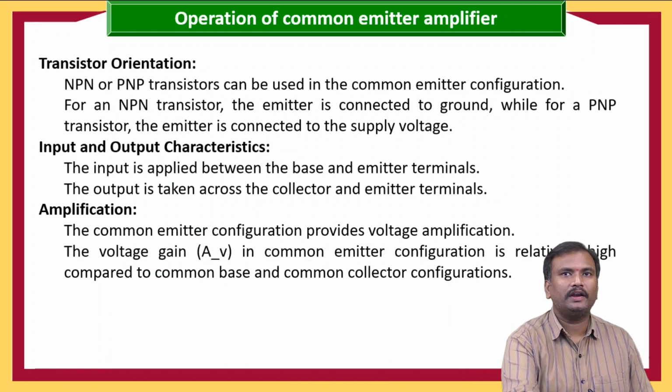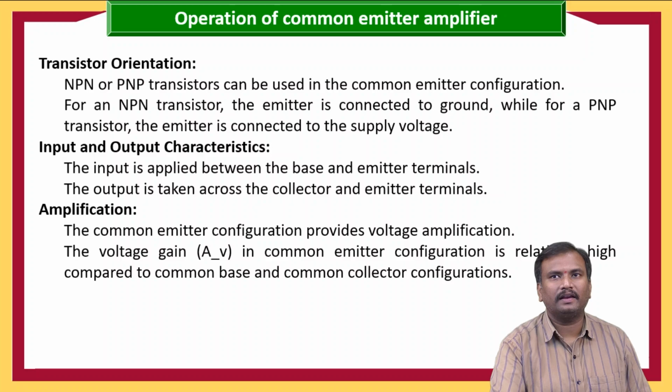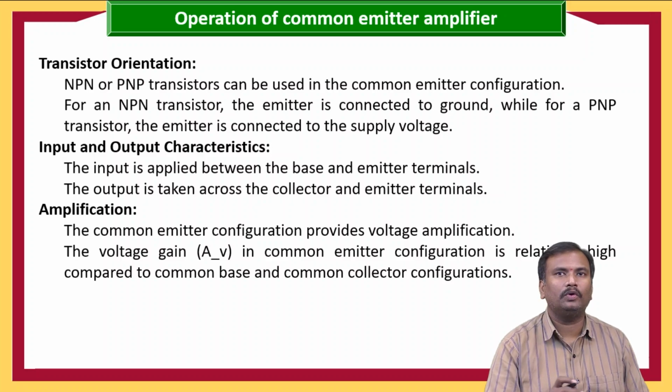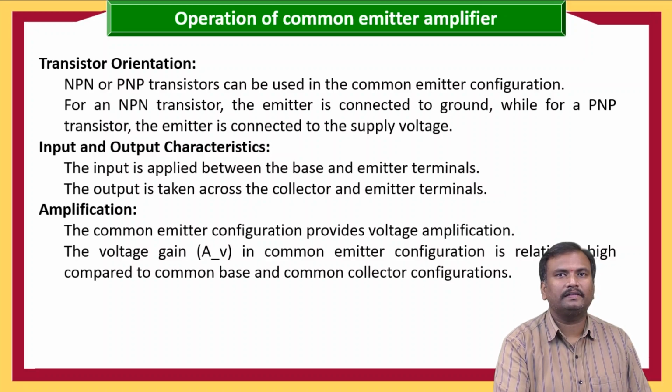Here is the transistor orientation. Both NPN and PNP transistors can be used for common emitter configuration. For an NPN transistor, the emitter is connected to ground, while for a PNP transistor, the emitter is connected to the supply voltage. For the input and output characteristics, the input voltage is applied to the base and emitter terminals. The output is taken between the collector and emitter terminals.